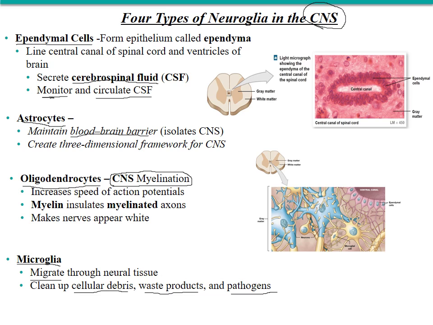You should know these 4 different types of cells. You should absolutely be able to tell me that oligodendrocytes are the cells that are responsible for myelination in the central nervous system. You should absolutely be able to tell me that ependymal cells are the cells that form the choroid plexus in the ventricles, and that they are the cells that secrete the cerebrospinal fluid.